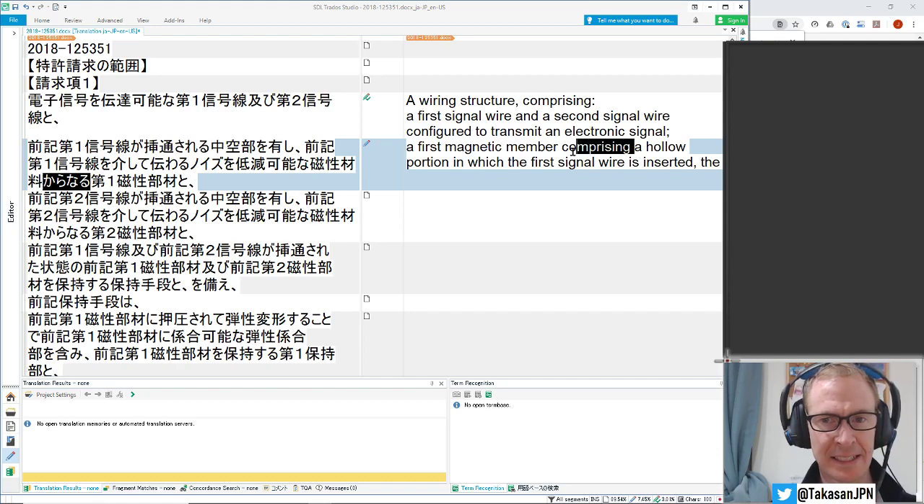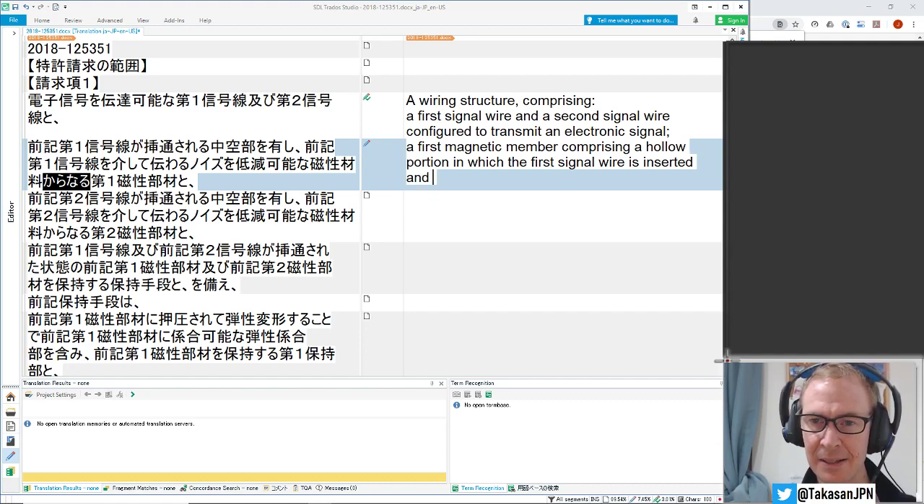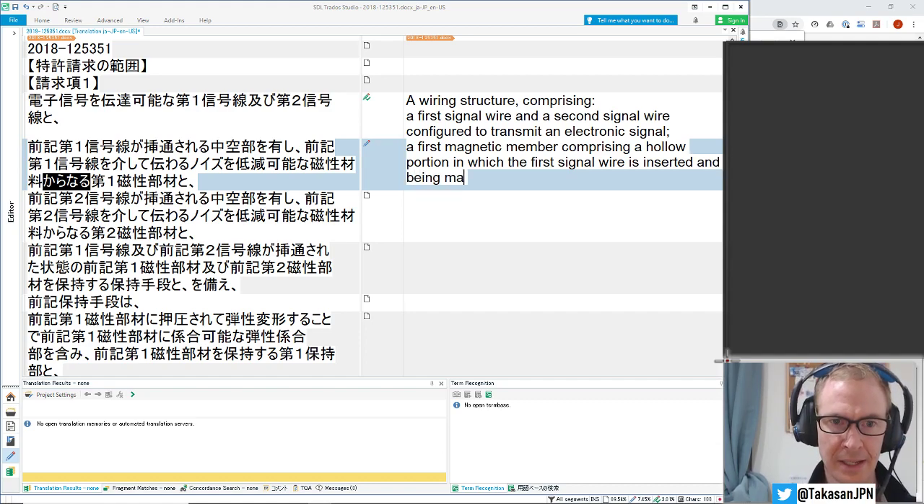Because we got comprising here, I do want to use different. I don't want to use comprising in the same meaning here. The first, we can just go ahead. We don't need to re-establish it. Being made of a magnetic material.